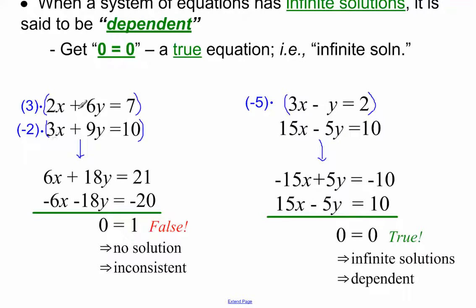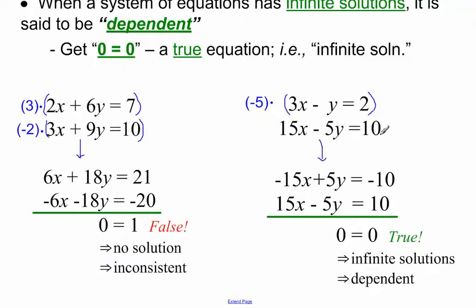Taking the 3, distribute it all the way down the line, 6x plus 18y equals 21. Same thing with the -2, distribute it all the way across, -6x minus 18y equals -20. When you add, the x's actually cancel, the y's also cancel, so we have to put a big fat 0 here, and then on this side we get a positive 1. Well, there's no variables and what resulted was false. That's bad. That means there's no solution, or we have an inconsistent system.